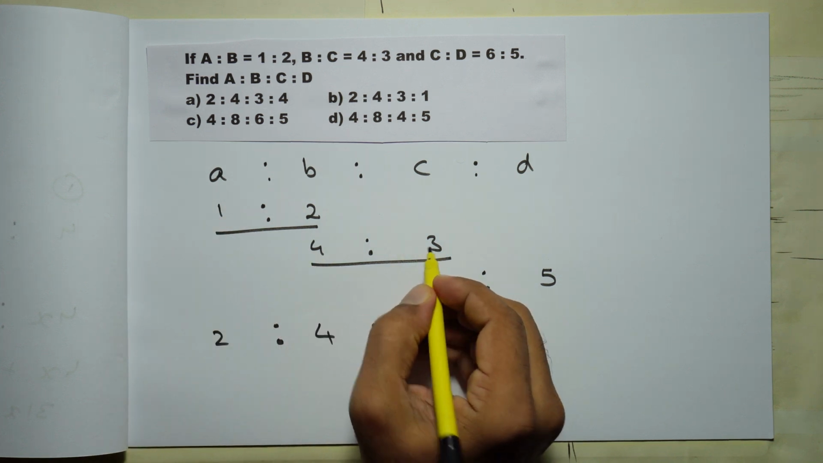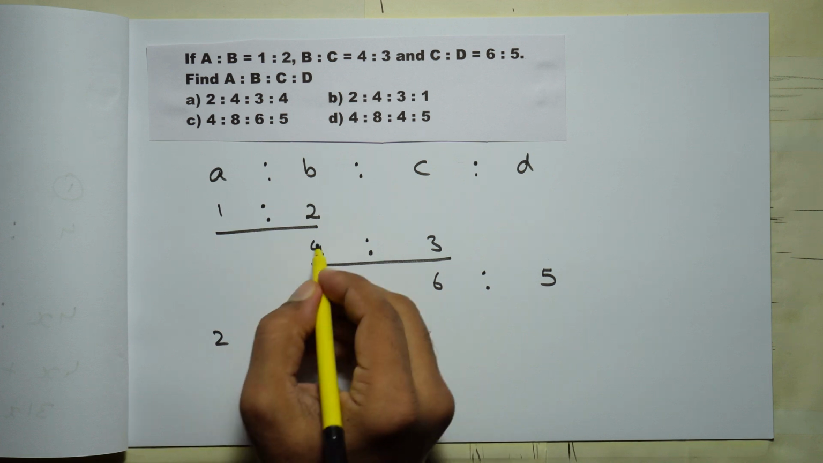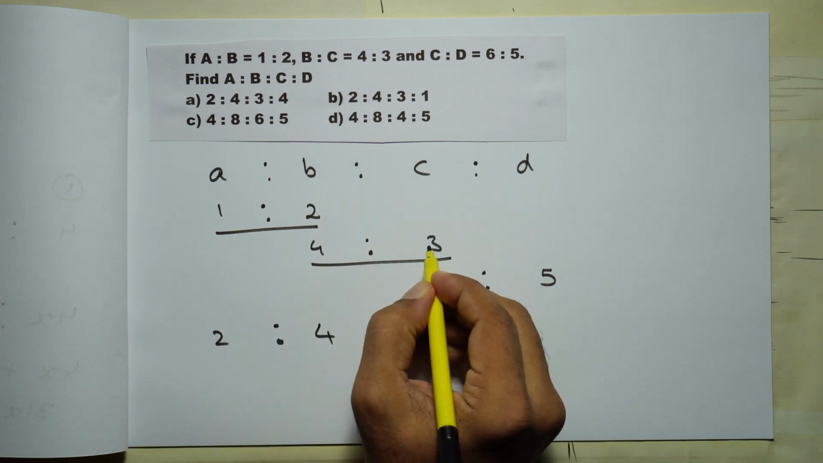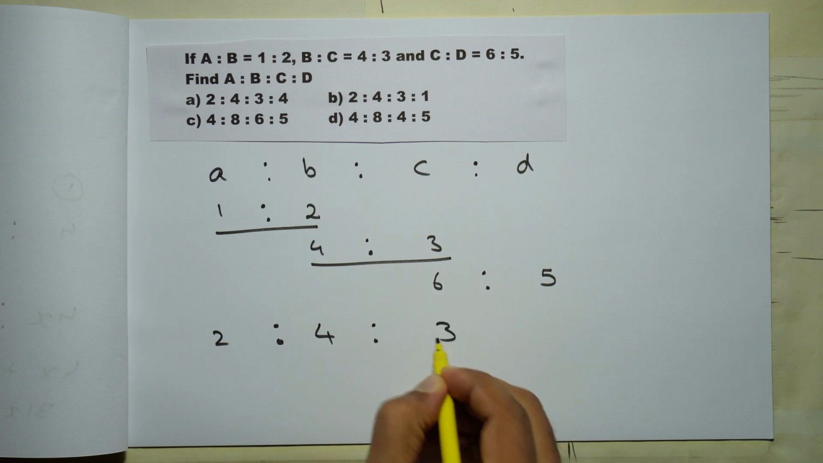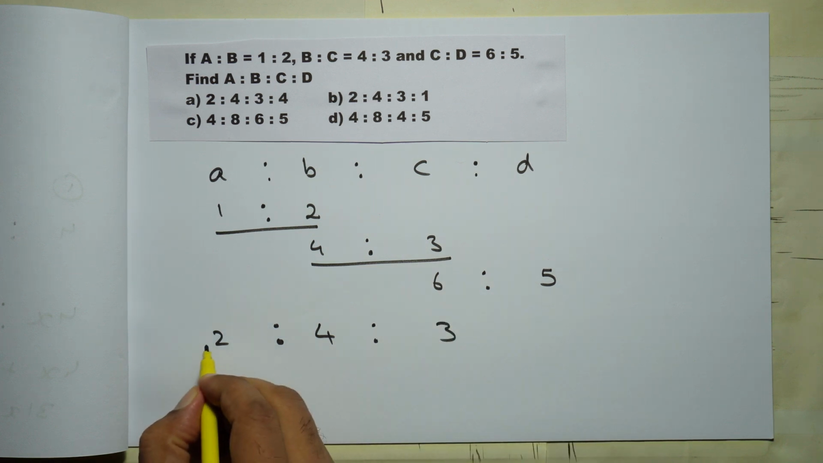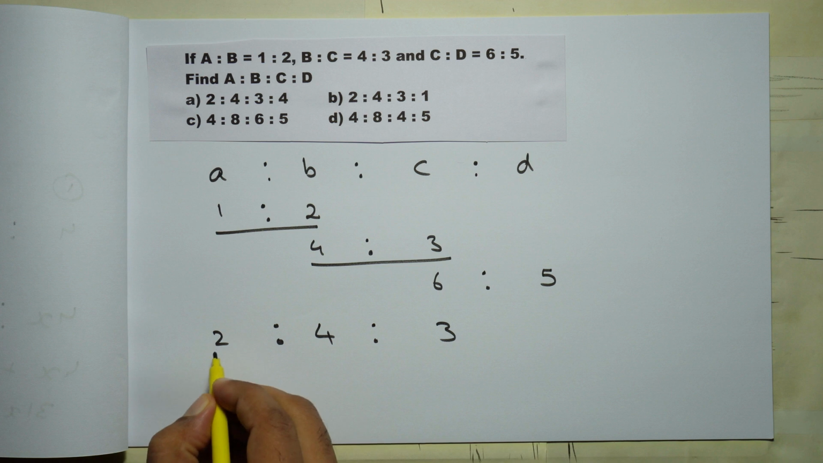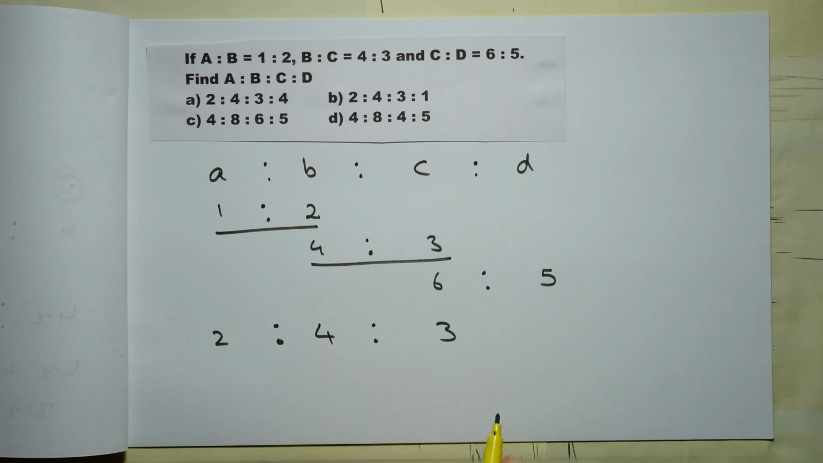Now in this ratio, 4 has been retained as it is. 4 into 1 is 4, so 3 should also be multiplied by 1. 3 into 1, you will get it as 3. So the ratio A is to B is to C is obtained as 2 is to 4 is to 3.